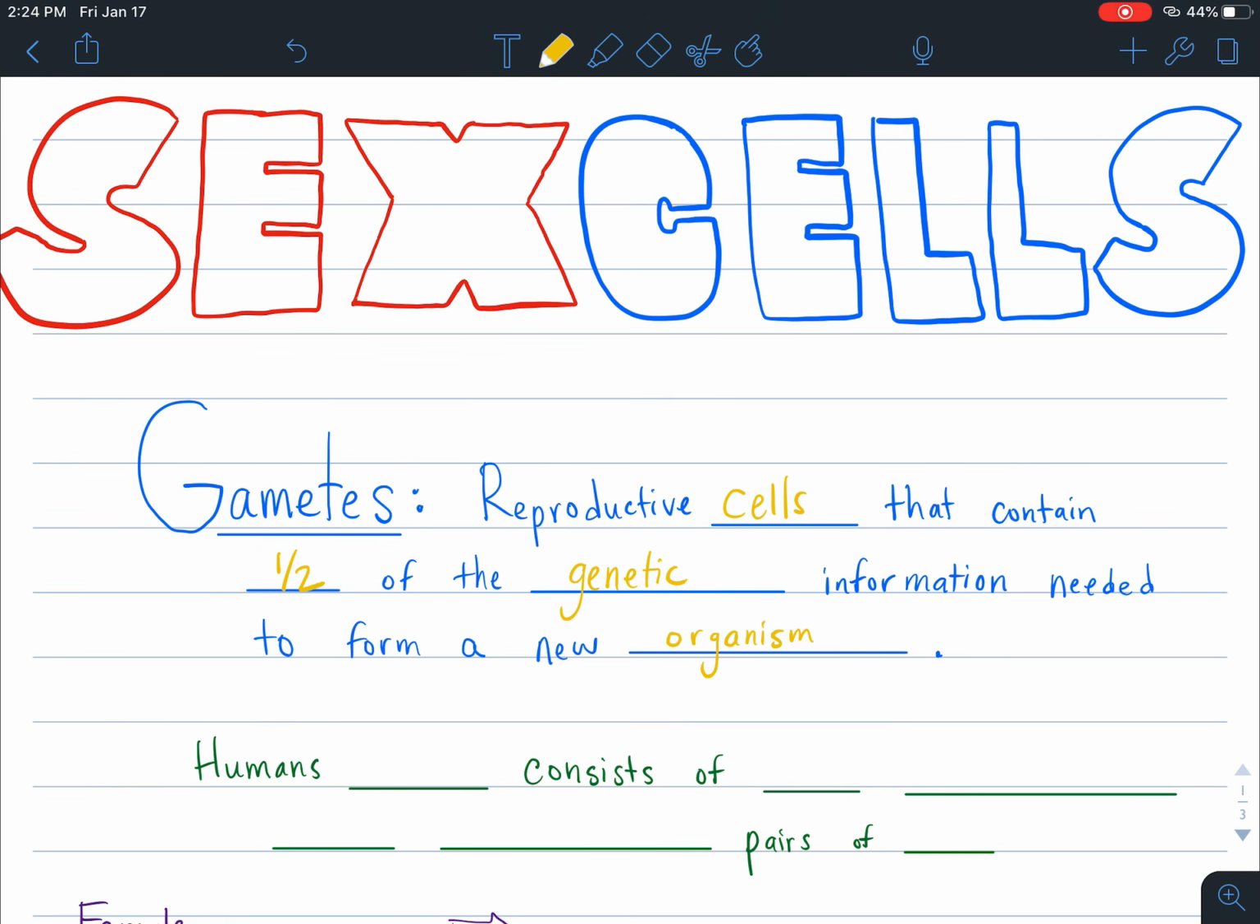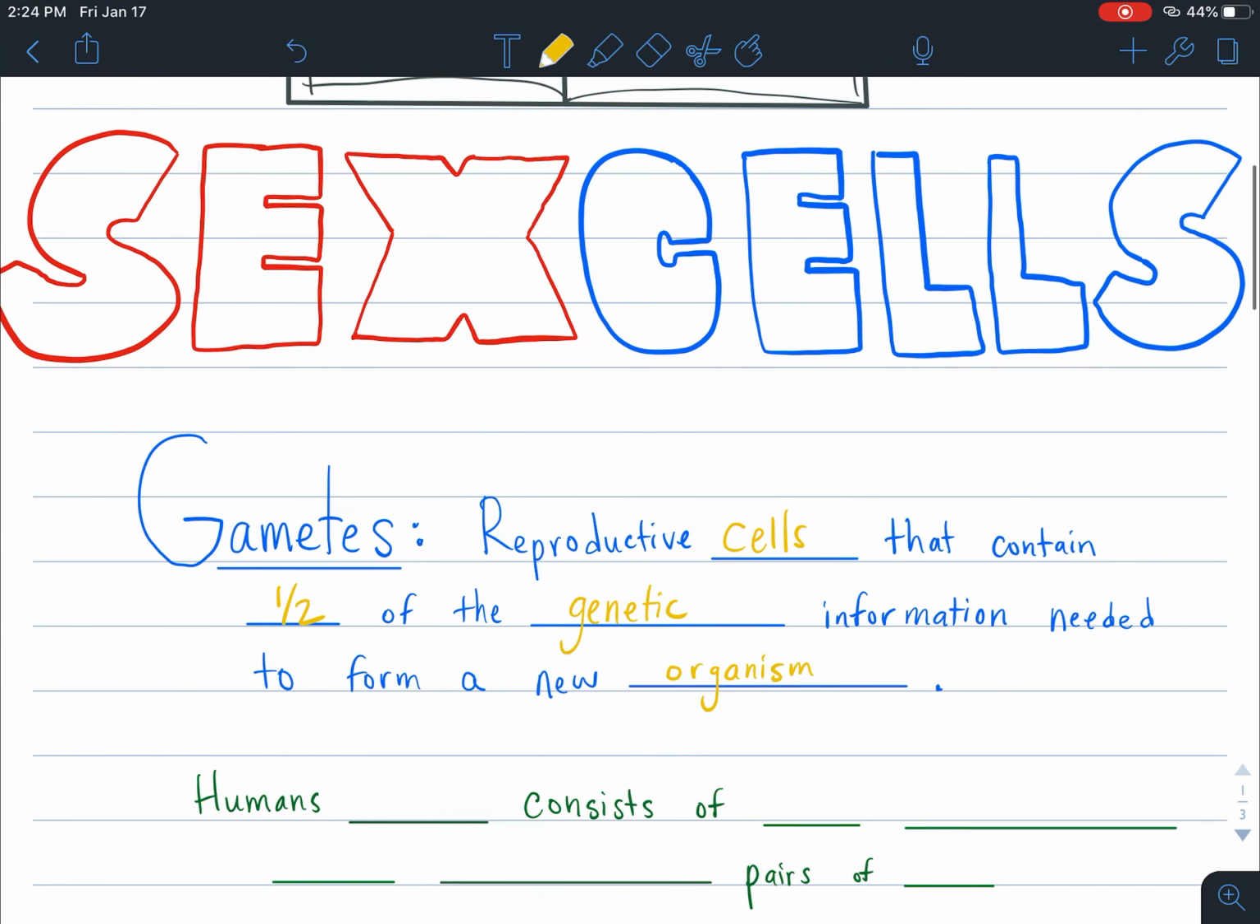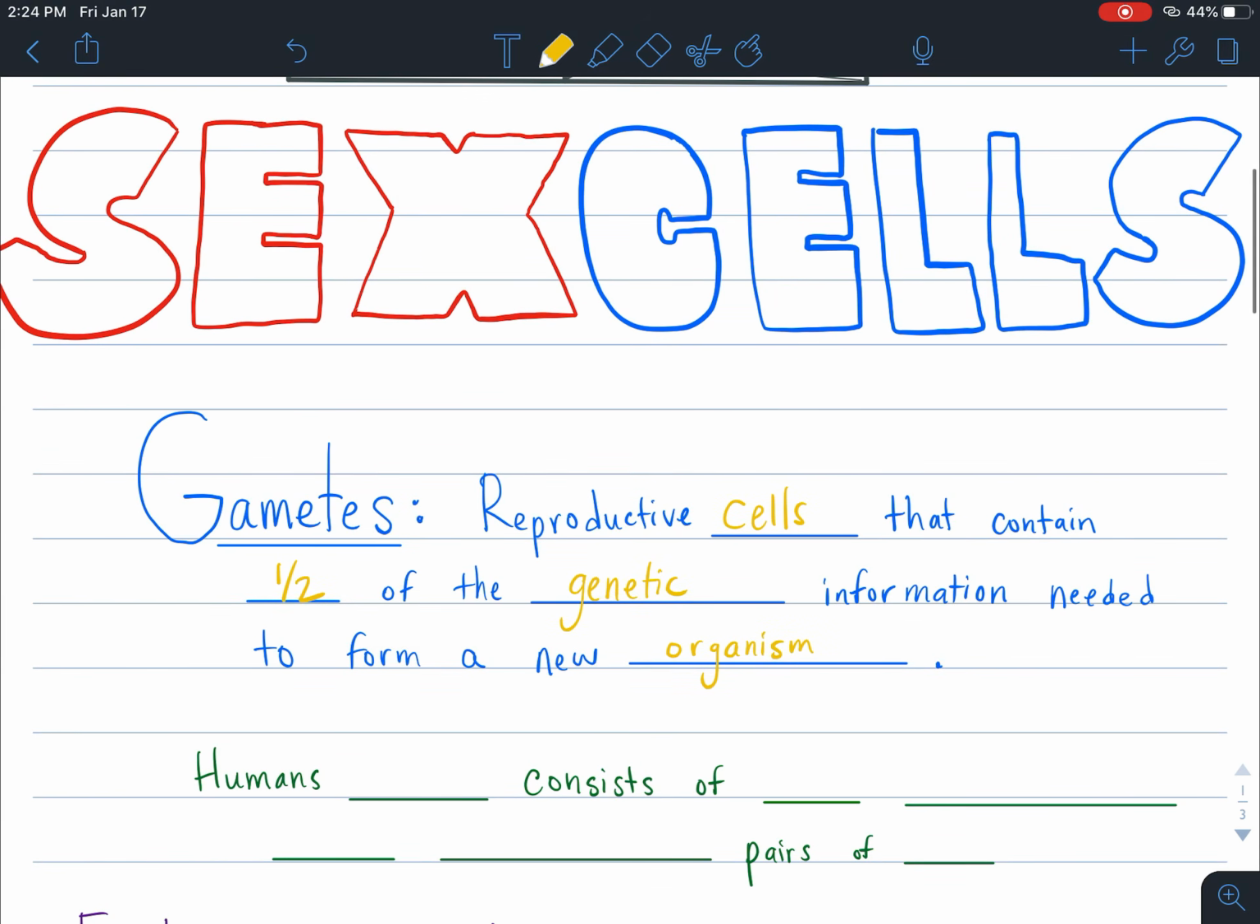And so all organisms have two different sexes, for the most part, at least, that contribute half of the DNA. The other sex contributes the other half of the DNA. That's in any type of sexual reproduction. Now organisms can also just copy themselves through asexual reproduction, but we'll get more into that later on when we learn about genetics. So for right now, as we look at human reproduction, gametes are those reproductive cells that contain half of the genetic information needed to form a new organism.